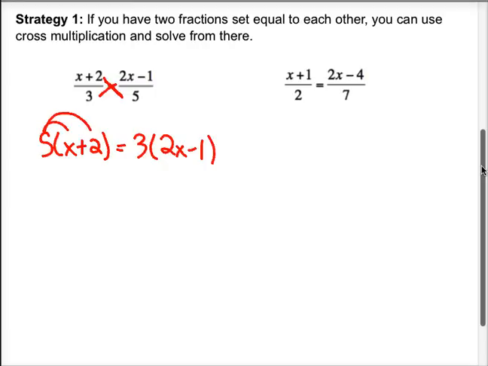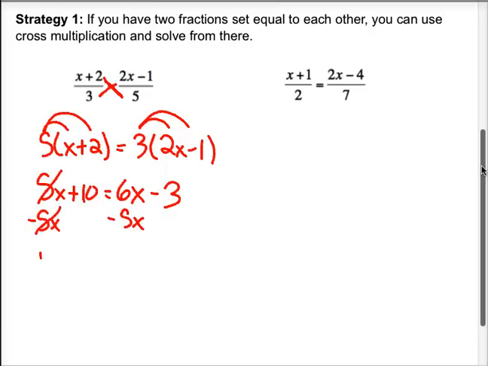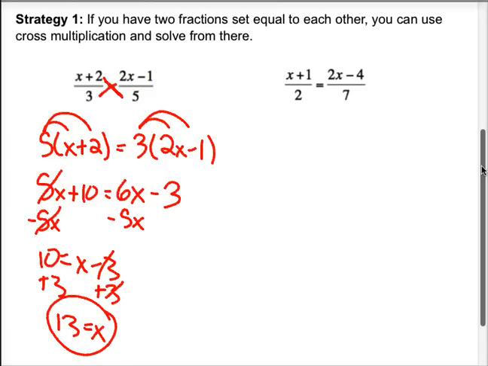So I'm going to distribute the 5, 5x plus 10, distribute the 3, 6x minus 3. Now we have to bring the x's together. So I'm going to subtract the 5x from both sides. So 10 equals x minus 3. Then add 3 to both sides. X equals 13. And if you go back to check it in the original equation, since both denominators are just a number, there's no risk of dividing by 0, so you don't really have anything to worry about in this case.